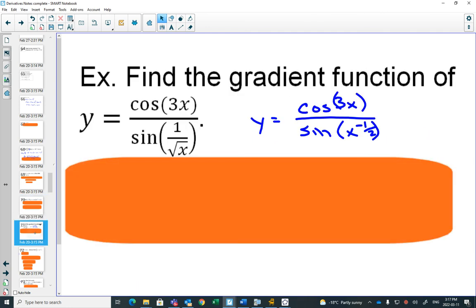Okay, let's see this next one. First of all, for the setup, take your time to change the x to negative 1/2.